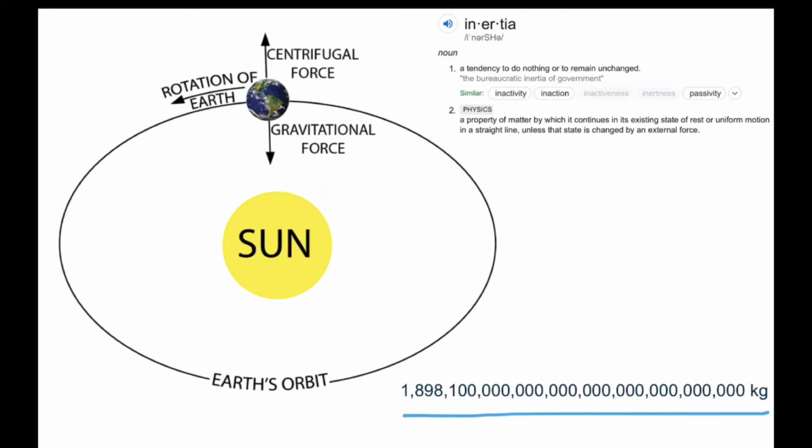Inertia is the property of matter by which it continues in its existing state, at rest, or uniform motion in a straight line, unless that state is changed by external force. Essentially, without the gravitational force of the Sun being there, the Earth would move in a straight line. But due to the gravitational force of the Sun and inertia acting on the Earth, this creates a rotation of the Earth, known as the Earth's orbit. This applies to other planets too.